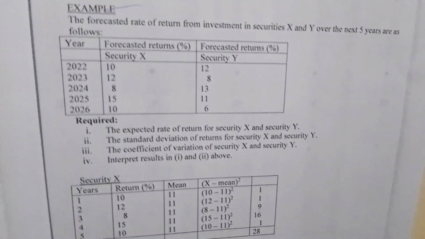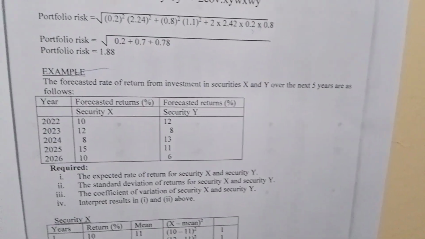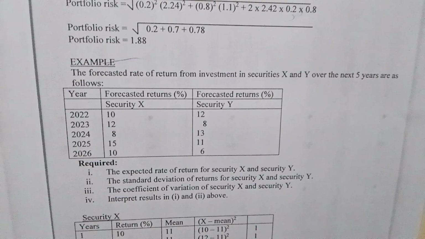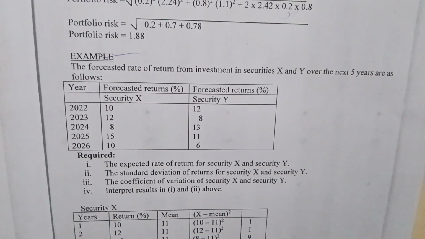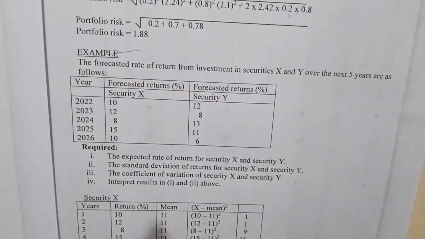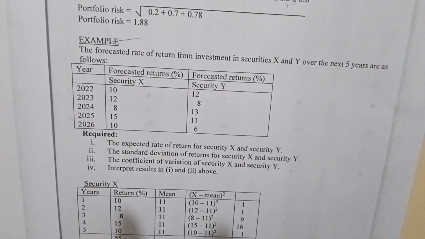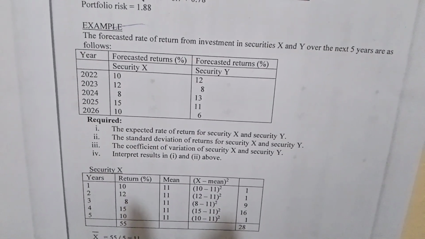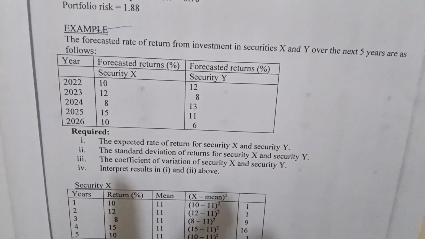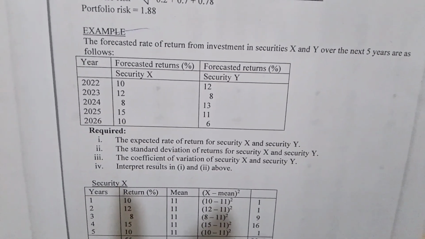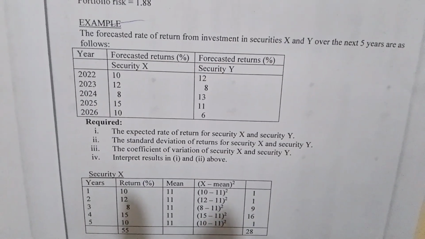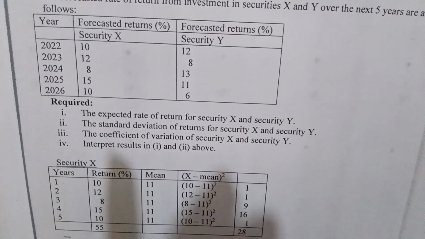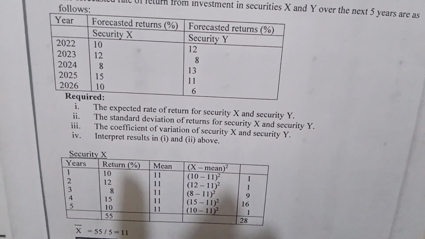Now the next I'll give you as your assignment, I'll leave it with you. The forecasted rate of return from investment in securities X and Y over the next 5 years is as follows. We have here 2022, 2023, 2024, 2025, 2026. Forecasted returns for security X: 10%, 12%, 8%, 15%, and 10%. Forecasted returns for security Y: 12%, 8%, 13%, and 6%. Required: the expected rate of return for security X and security Y.